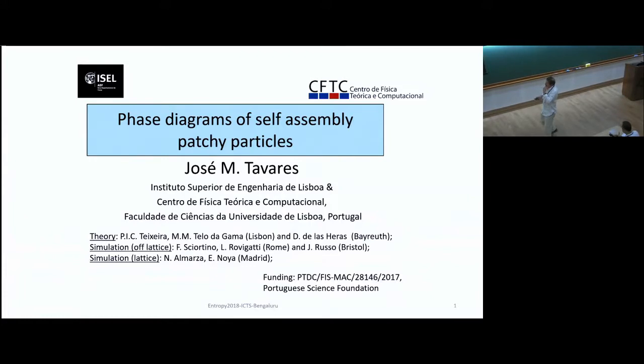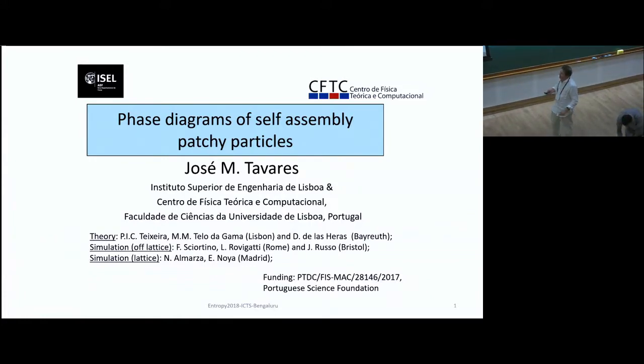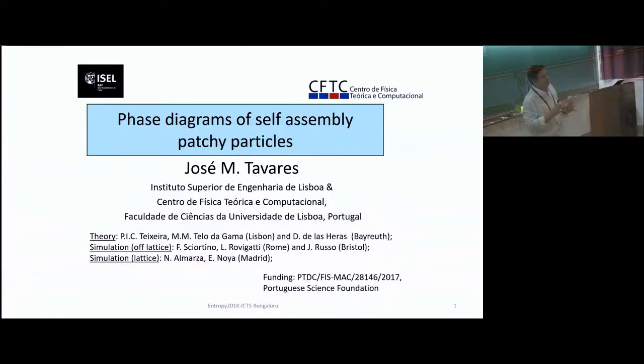And so I'm going to talk to you about the things that I've been doing for some years, namely studying phase diagrams of patchy particles. In fact, in this talk, I will concentrate just on a part of this work, on the part that I think is most fitted to the subject that we are dealing with in this conference.